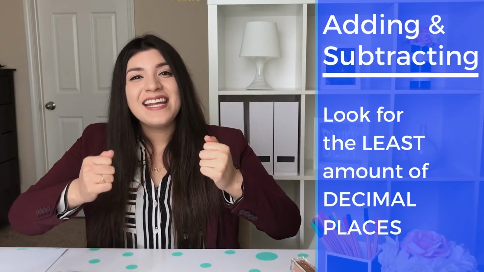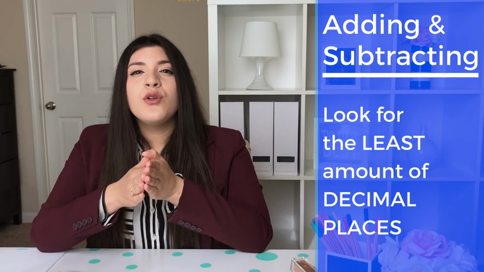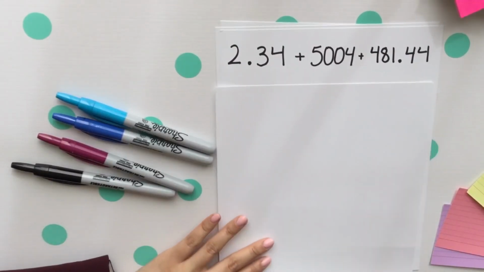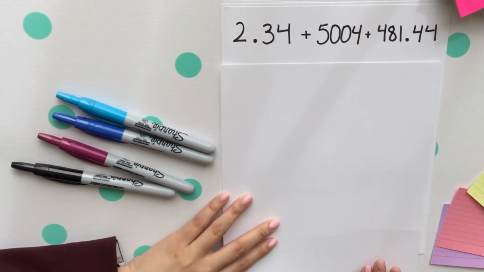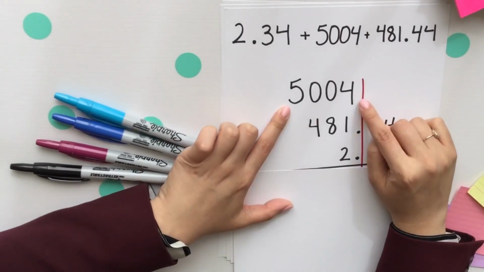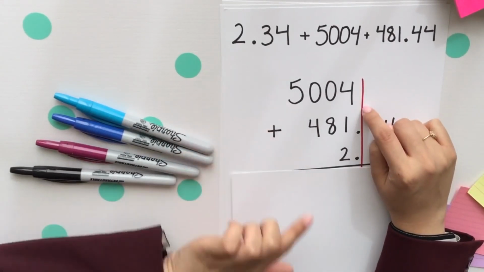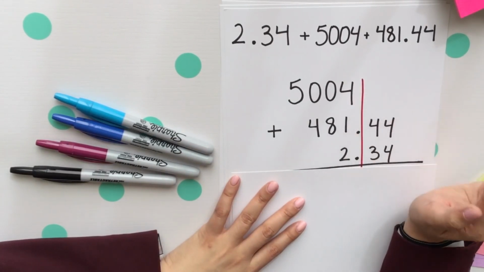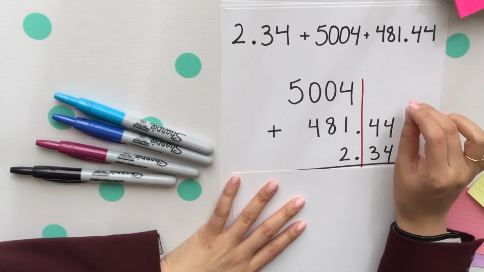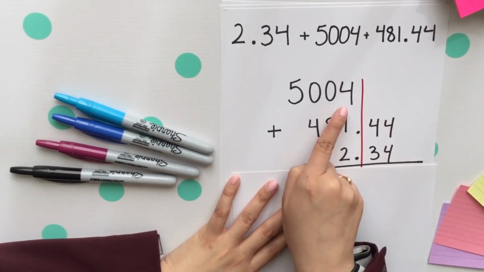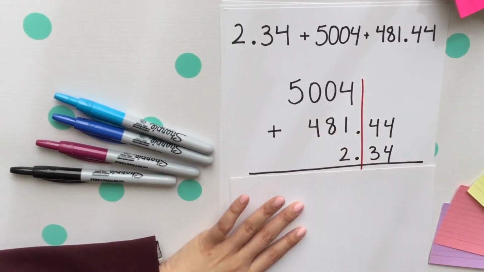But wait, there's more. When adding and subtracting numbers, you look for the least amount of decimal places. For this first example, your first step is to line up all the decimal places. Notice how 5,004 has no decimal, however, where the decimal would be is after this 4 in the ones place. So since we're looking for the least amount of decimal places, that 5,004 doesn't have a decimal place, so we will round to the ones place.